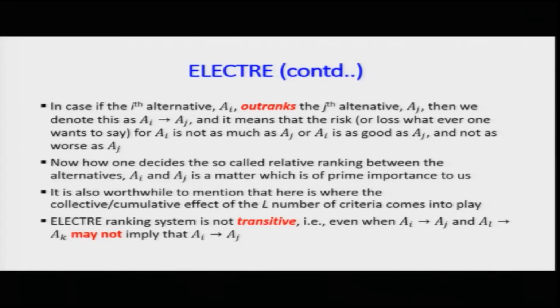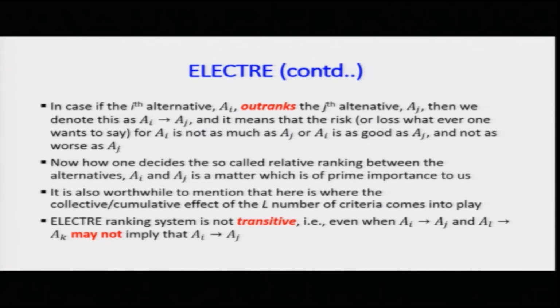So, it means that the risk or loss, whatever one wants to say, risk or loss in the monetary sense, we will say that for A_i is not as much as that of A_j. So, whenever we are saying that A_i is better than A_j, we are thinking from the loss perspective that the loss of A_i is just equal to A_j or is less. So, obviously, we like to take A_i as the best alternative with respect to A_j.